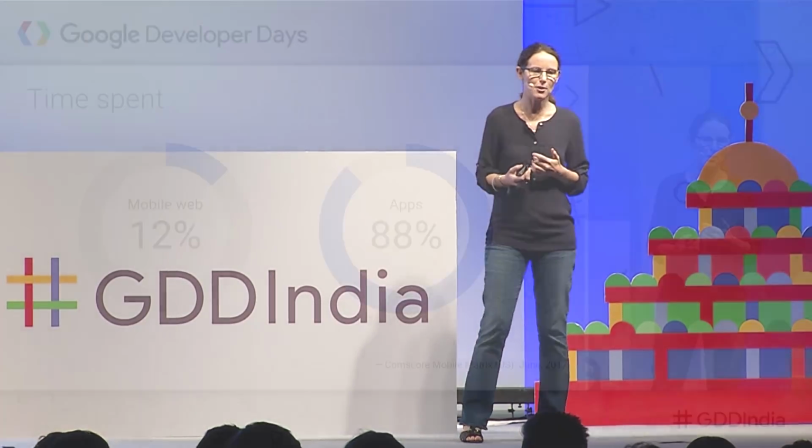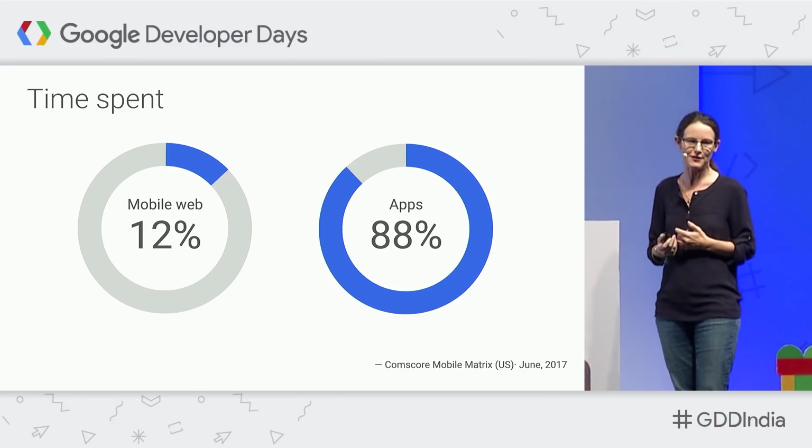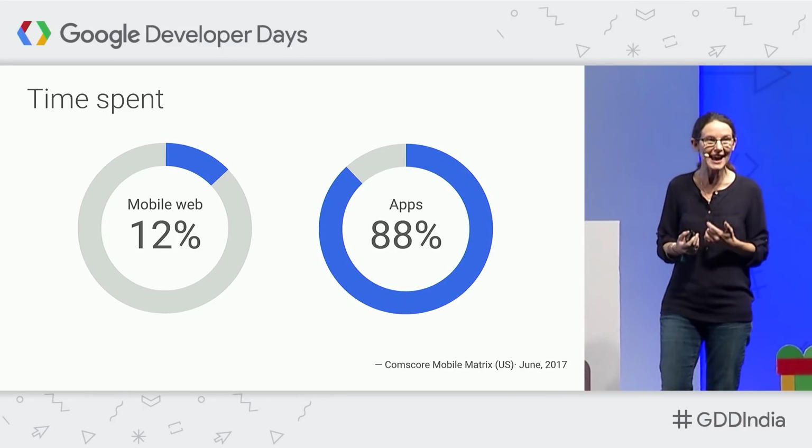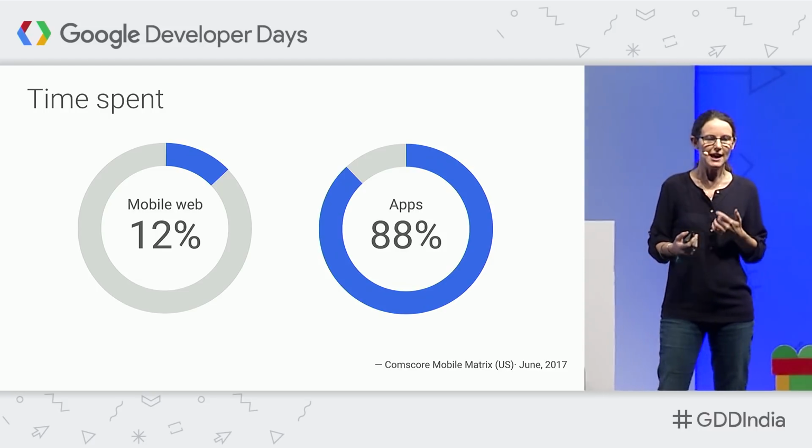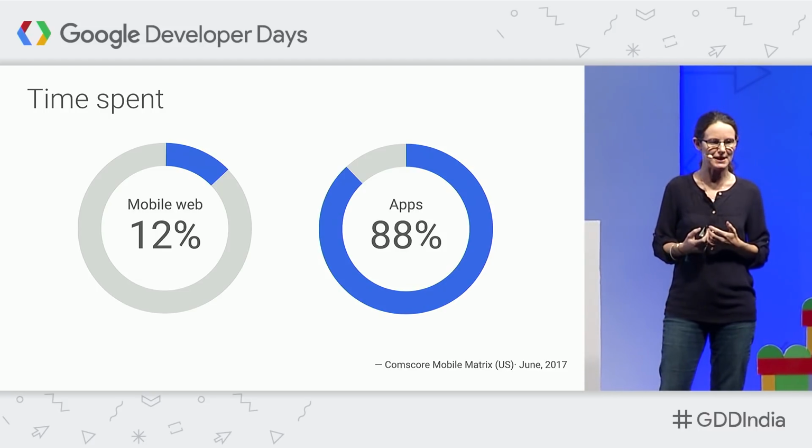So let's take a look at where the stats on this lie today. It's pretty similar. Today, we know that on mobile devices, only 12% of the time is spent on the mobile web, while 88% of it is spent in apps. This is a study by Comscore, and other research companies have found similar.